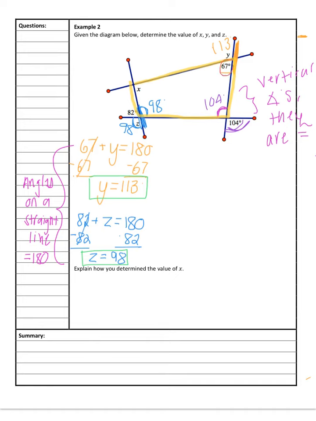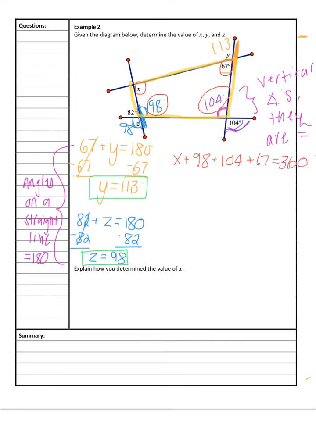We know this angle over here is 67. We know this angle over here is 104. We just said that this angle is 98. So now what we have left is we have to figure out what x is. So like we made an equation for the previous 2 variables, we can do the same thing for this one. So we know that x plus 98 plus 104 plus 67 equals 360.